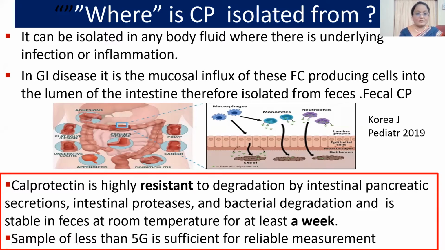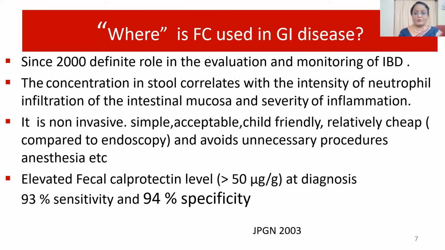Calprotectin is highly resistant to degradation by intestinal pancreatic secretions, intestinal proteases, and bacterial degradation, and is stable in feces at room temperature for at least a week. And this is a big advantage. So whatever calprotectin comes into the lumen, it is not degraded, and it is also stable outside the body. And even a sample of 5 grams is sufficient, though most of the tests we use more. So you know what is calprotectin, you know where calprotectin is formed.